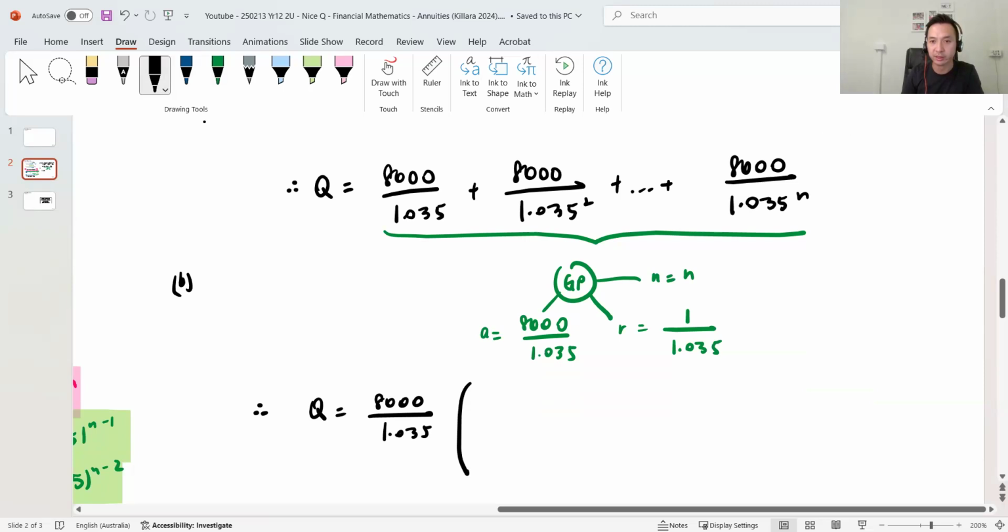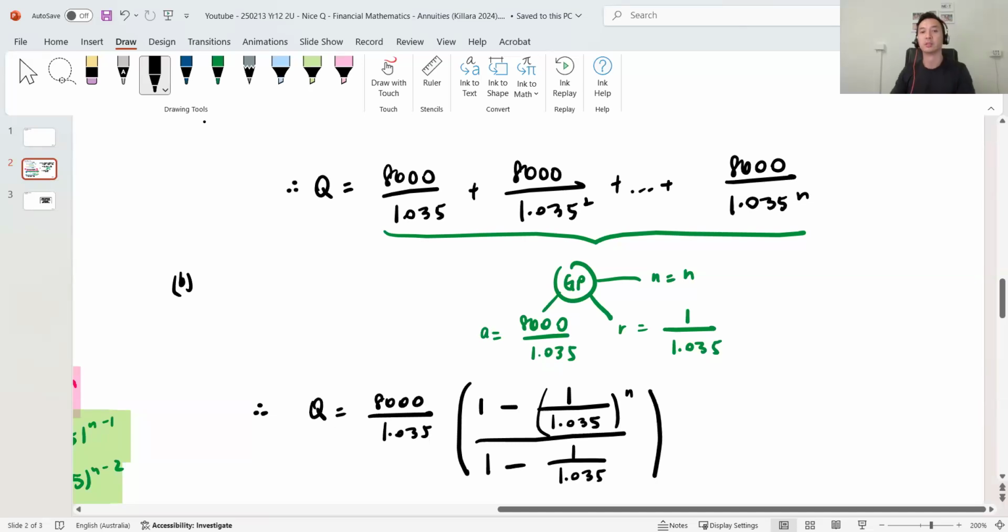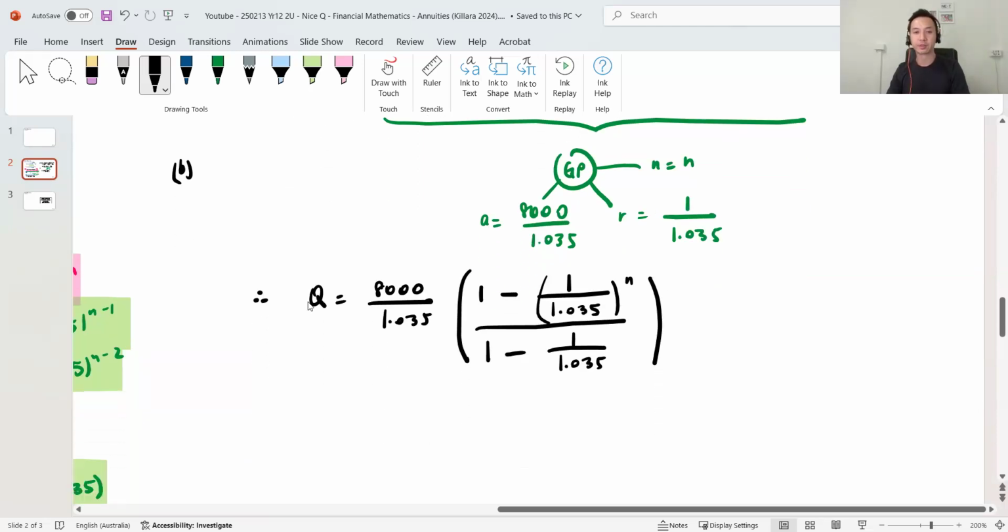Now, because this ratio R is going to be less than 1, we're going to use the other formula, the reverse of the one we normally use for compound interest, right? 1 minus (1/1.035) to the power of N, all over 1 minus 1/1.035.